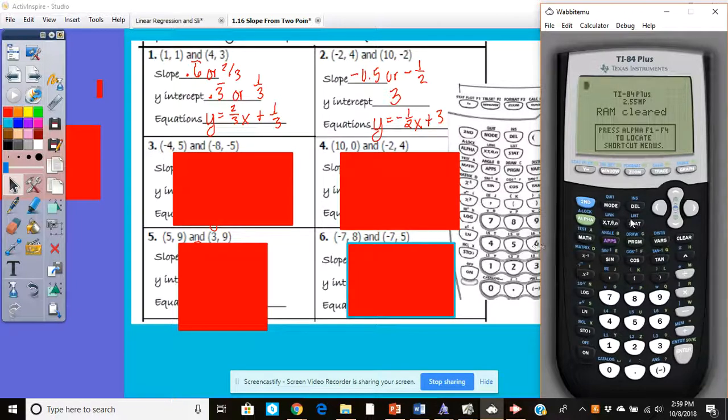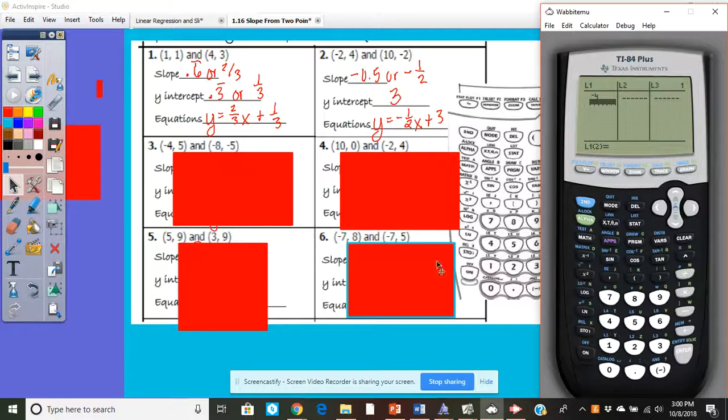All right, number 3. So Stat, Enter. So -4, and make sure you're using the negative sign and not the subtraction sign. -4 is my first x, -8 is my second x. Then list 2 would be my y, so 5. The 5 has got to be paired up with the -4. You cannot flip-flop the x's and the y's. And with -8, its y is a -5.